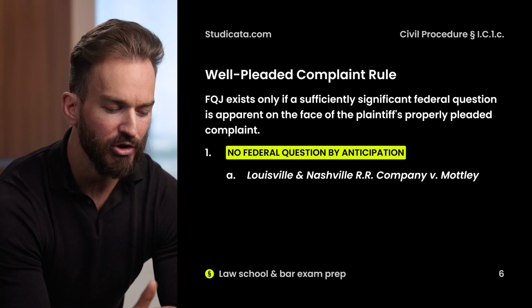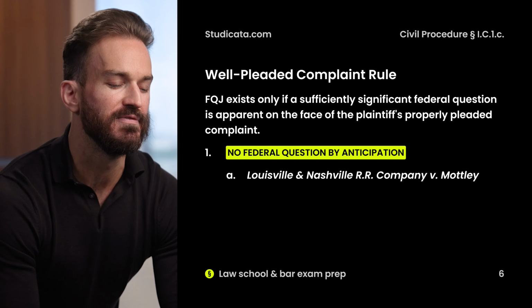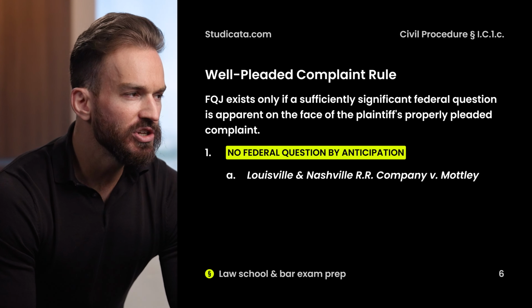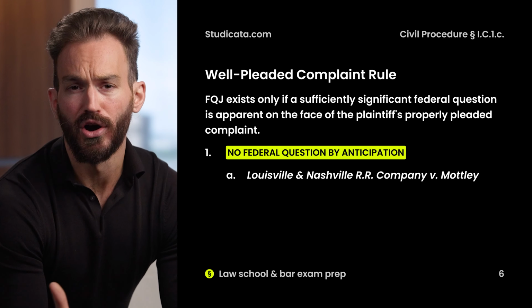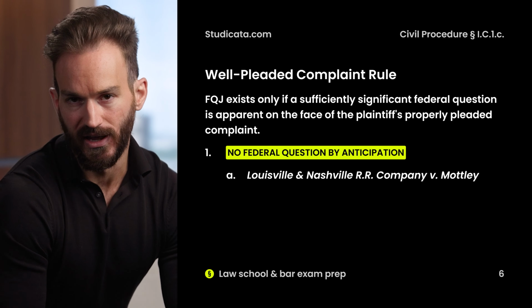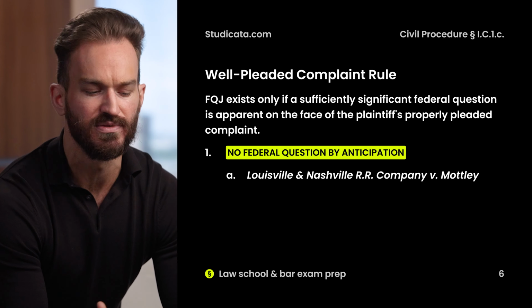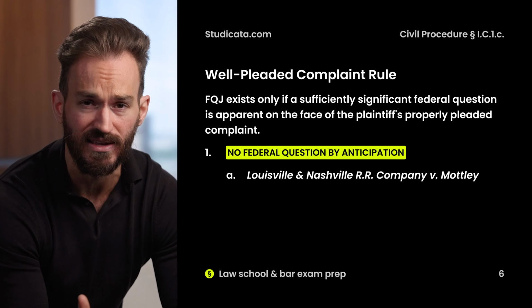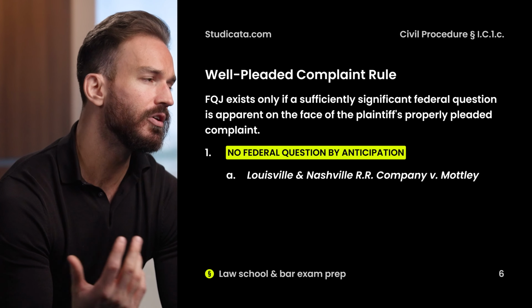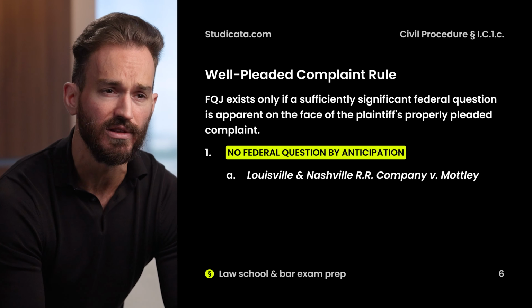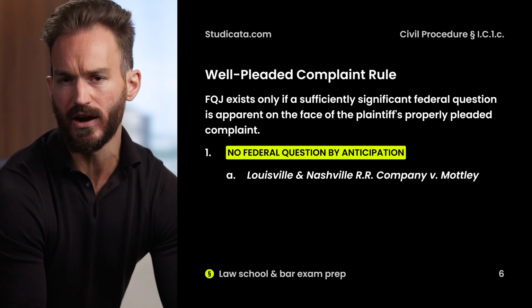So in Louisville and Nashville Railroad Company v. Mottley, essentially what you have is the Mottleys are injured in a train accident, okay? And the train accident is basically caused by the railroad company's negligence. So out of court, they reach a settlement. The Mottleys and the train company come to a settlement.